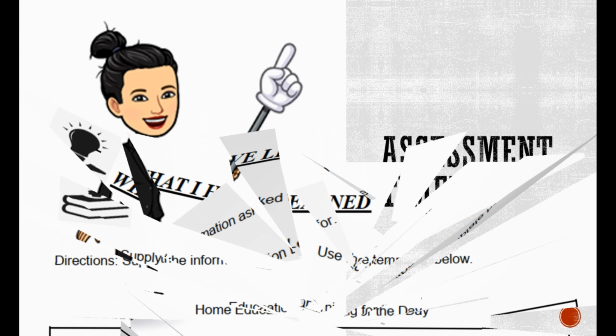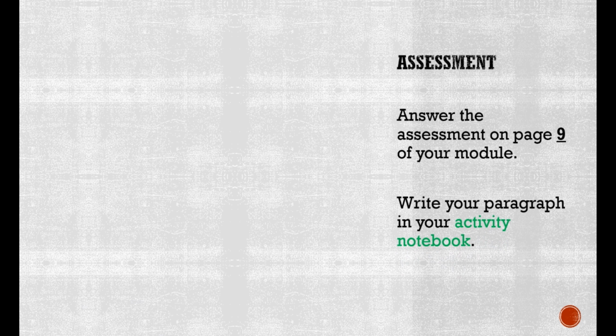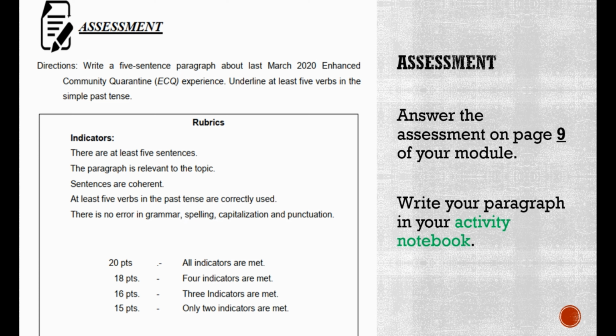It's assessment time. Go to page 9 of your modules and write your answers in your activity notebook. Write a 5-sentence paragraph about last March 2020 enhanced community quarantine experience. Underline at least 5 verbs in the simple past tense. Use the rubrics below to guide you in your sentences. Here are the following indicators. There should be at least 5 sentences. The paragraph should be relevant to the topic. The sentences should be coherent. At least 5 verbs in the past tense are correctly used. There is no error in grammar, spelling, capitalization, and punctuation.